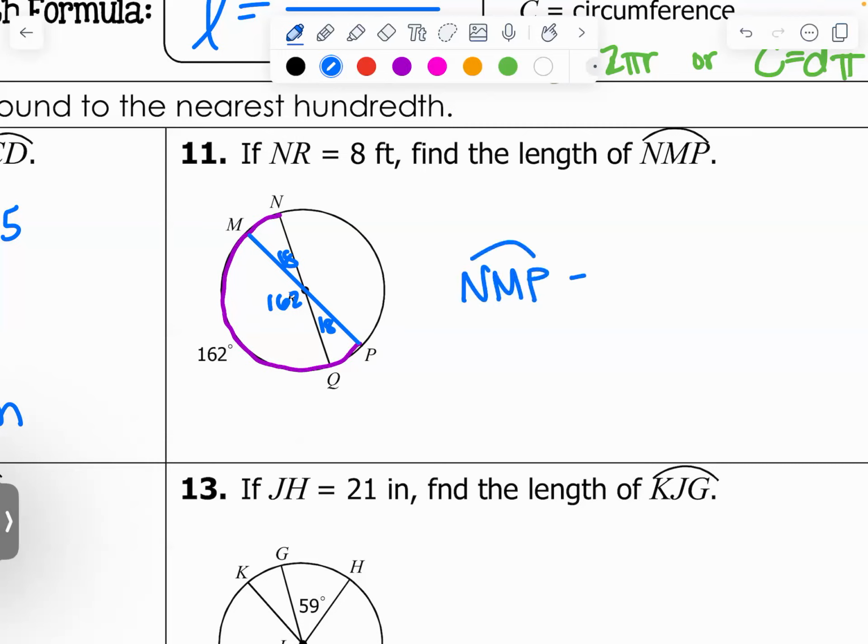So if I want NMP, then I'm going to take 198 times the circumference divided by 360. Okay, well, NR is 8. That's the radius.